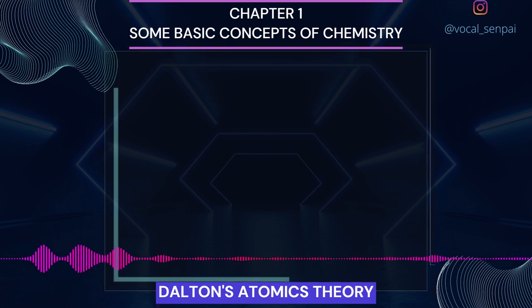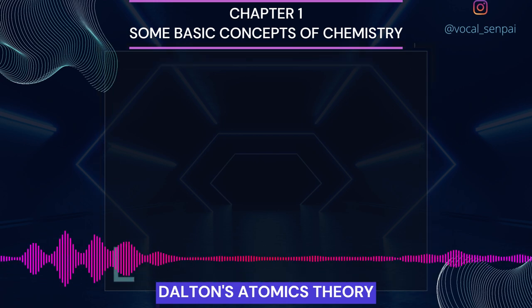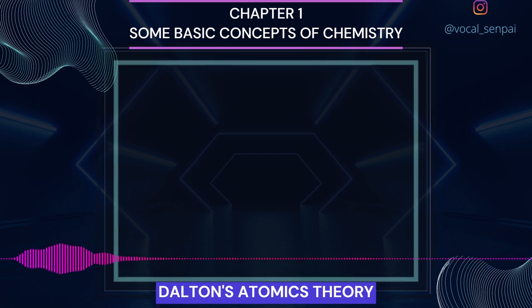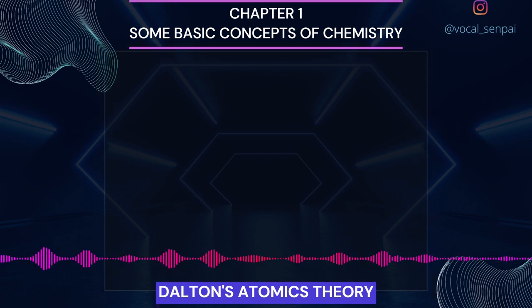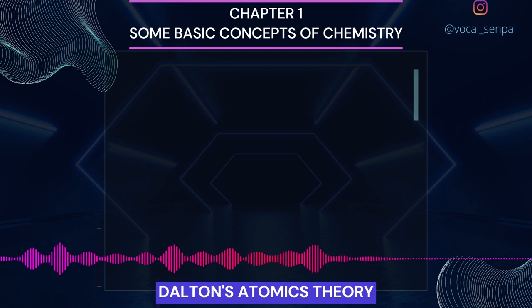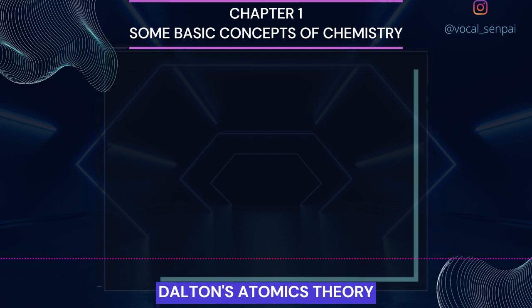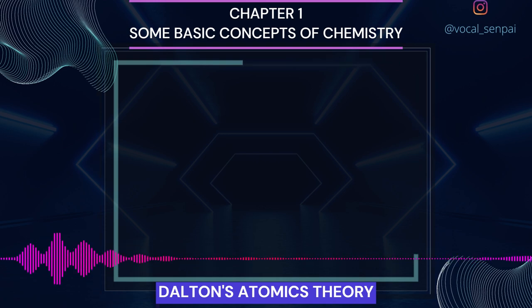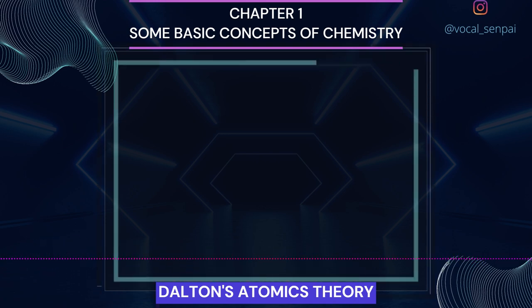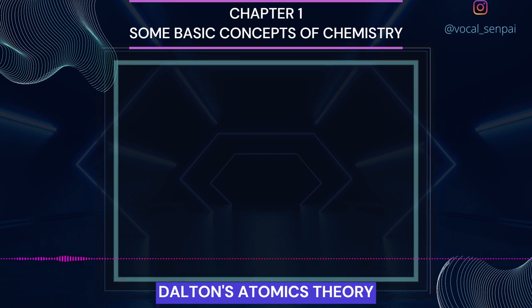1. Matter consists of indivisible atoms. 2. All atoms of a given element have identical properties, including identical mass. Atoms of different elements differ in mass. 3. Compounds are formed when atoms of different elements combine in a fixed ratio. 4. Chemical reactions involve reorganization of atoms. These are neither created nor destroyed in a chemical reaction.